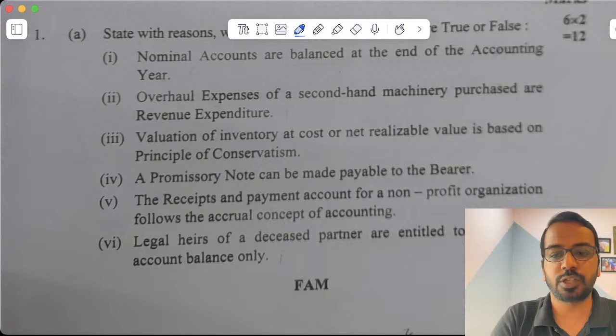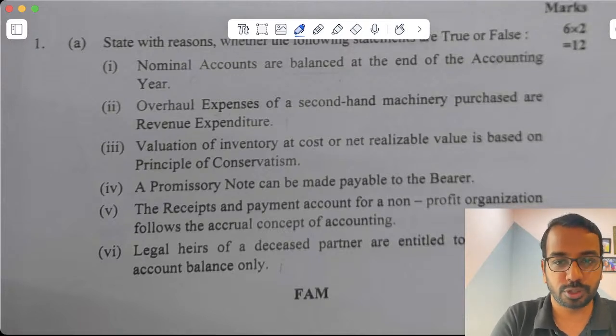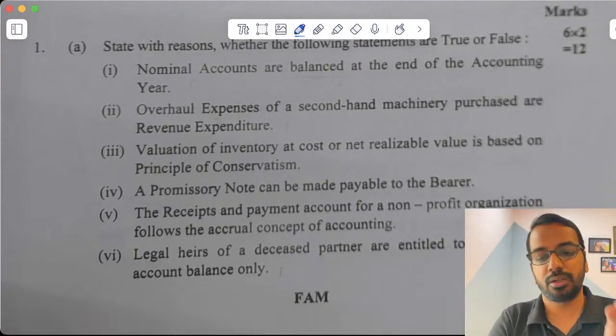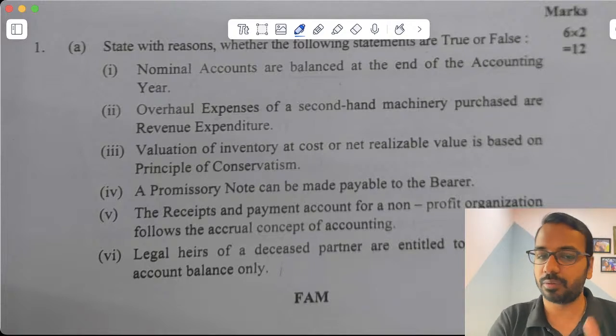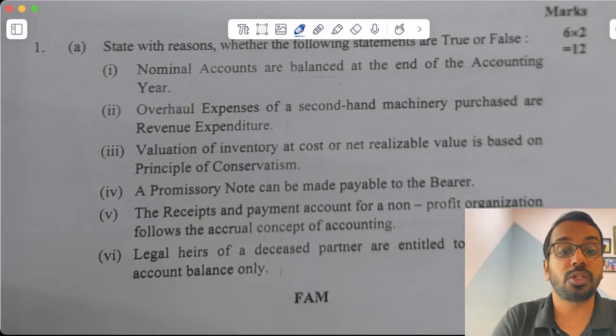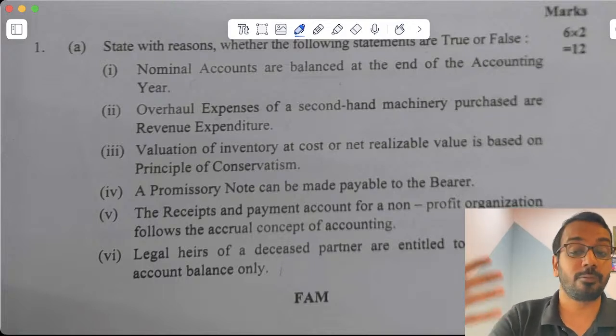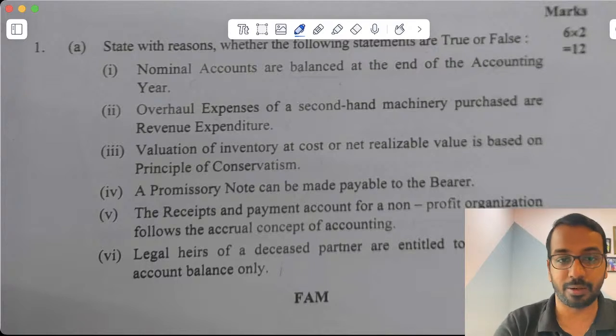So to the first one, as usual, it is a true and false question, based on whether it is true or false along with the reasons. The first one is: nominal accounts are balanced at the end of the accounting year. This is a straightforward question. We know it is not balanced. They are actually transferred to P&L.